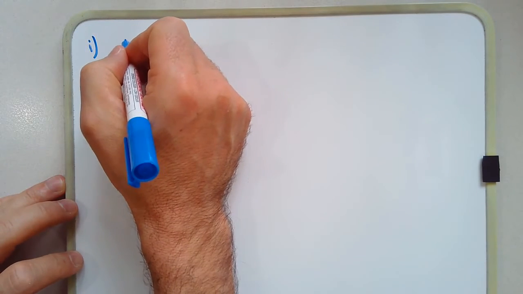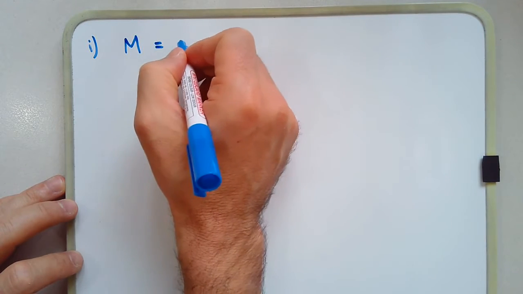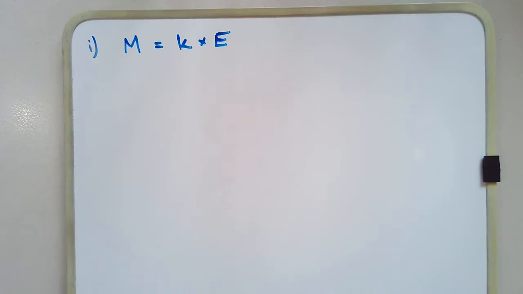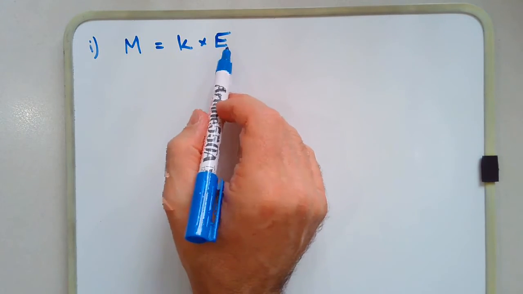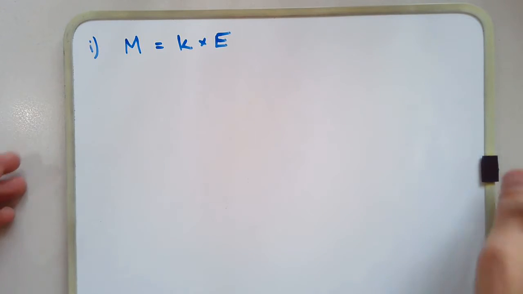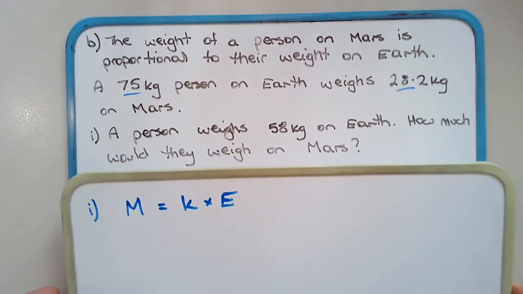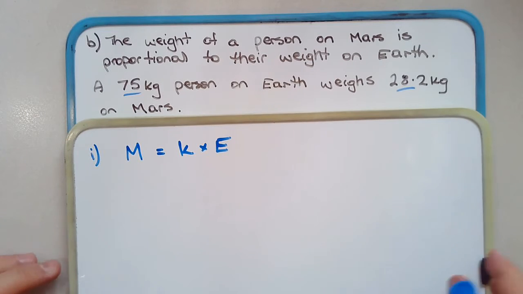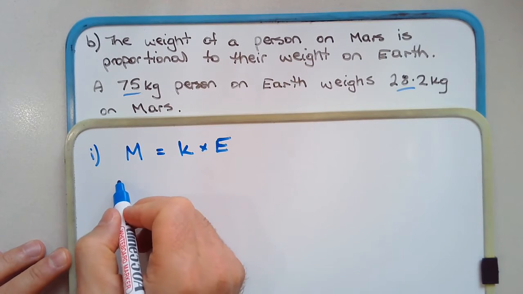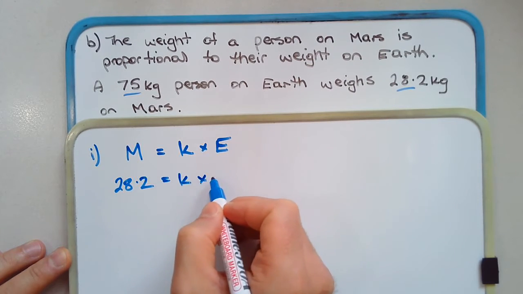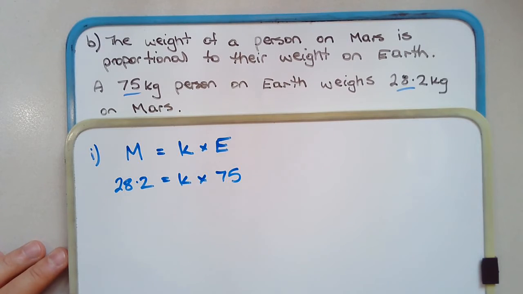So let's say Mars is equal to K multiplied by the mass on Earth. So this is the mass on Mars, mass on Earth, and there's our constant of variation. So let's go back to the data in the question. What do we know? We know that a 75 kilogram person on Earth weighs 28.2 kilograms on Mars. Okay. So 28.2 is equal to K multiplied by 75.